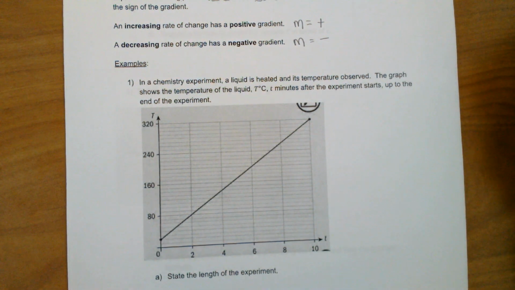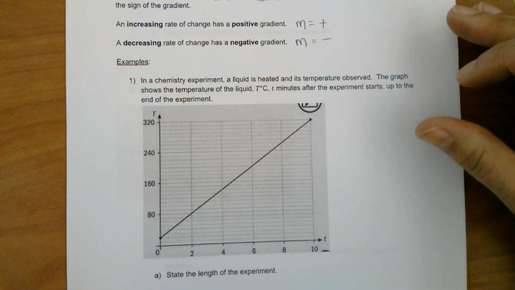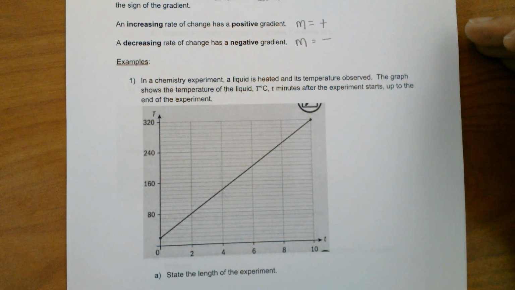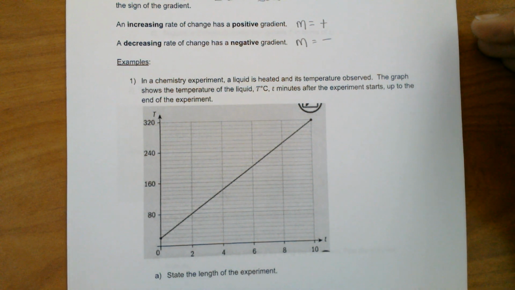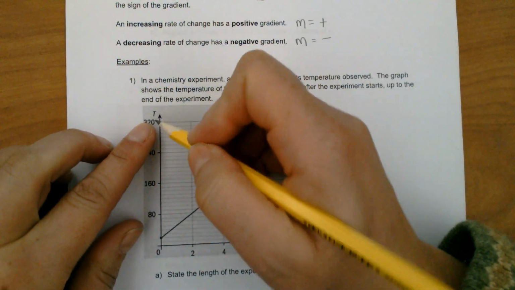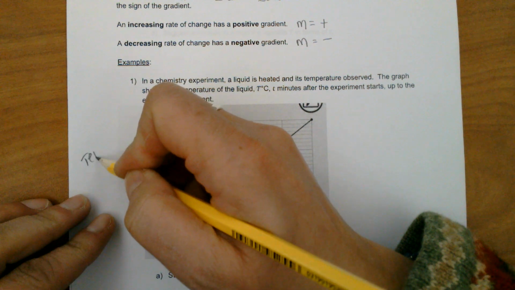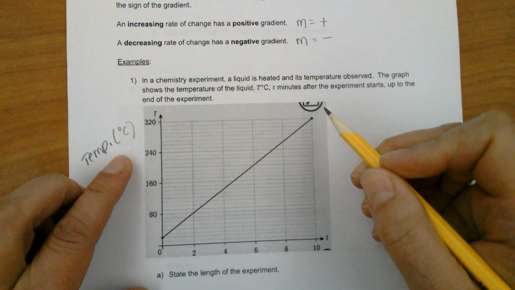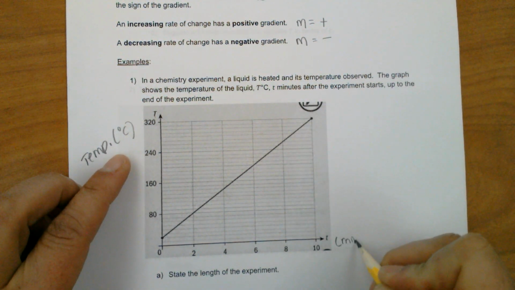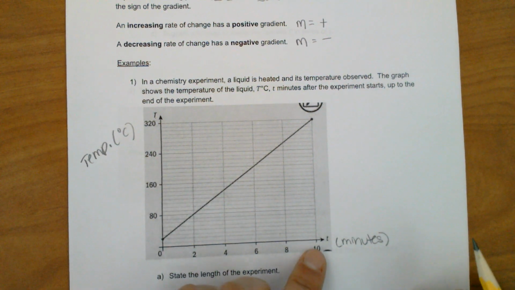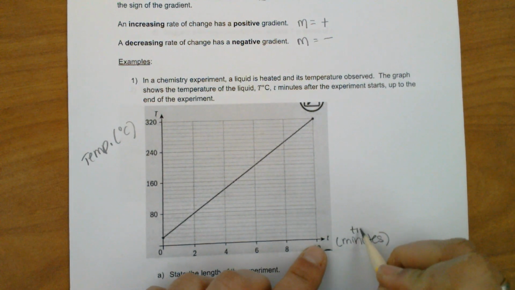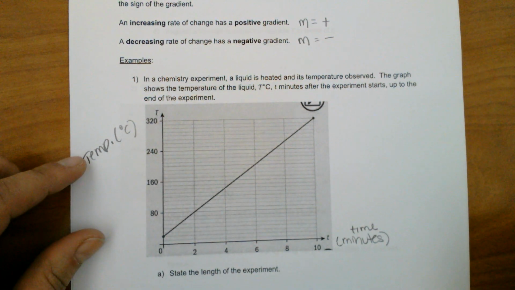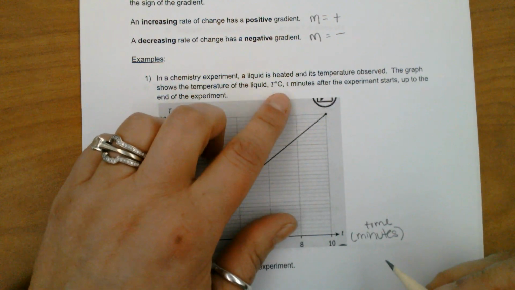Number 1, in a chemistry experiment, a liquid is heated and its temperature is observed. The graph shows the temperature of the liquid, T Celsius, t minutes after experiment starts, up to the end of the experiment. All right, what does that mean? They gave us a lot of T's here. So first, the capital T here, this is temperature, and it is in degrees Celsius. And it shows the temperature after the number of minutes, and that's our lowercase t. So on our x-axis, we have time in minutes. And on our y-axis, we have temperature in degrees Celsius. So please don't be confused by the capital T and the lower t.